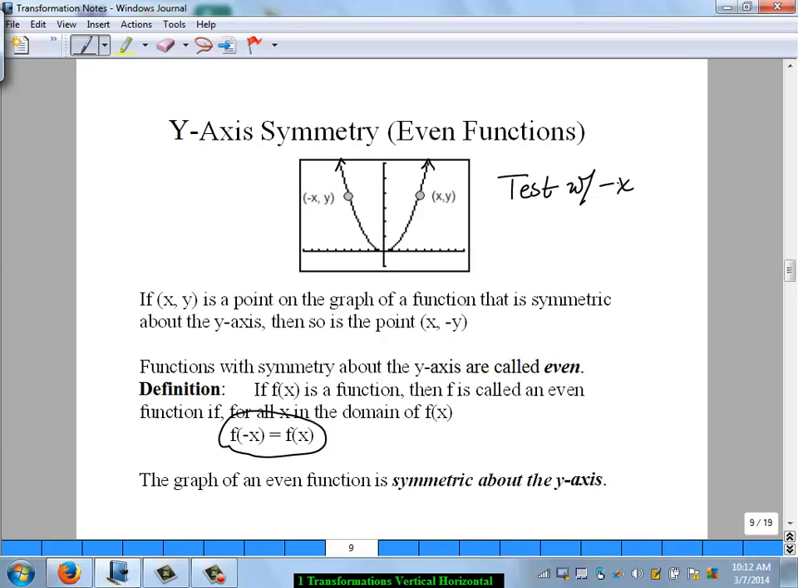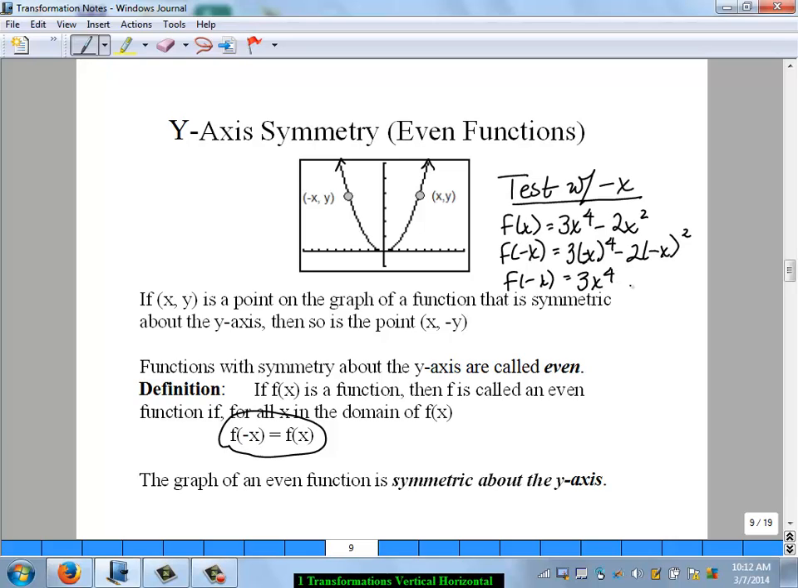So let me show you. I'm going to give you an example. So if I had f of x equals 3x to the 4th minus 2x squared, okay? And I wanted to see if that was symmetric about the y-axis. I test with my negative x, put a negative x in, and if I get the same thing back, then it's symmetrical about the y-axis. So I'm going to put a negative x inside each of those spots. And when I do that, I get the same thing back, because when I take negative x raised to the 4th, it's the same thing. The negatives all cancel out. I end up coming back with that.